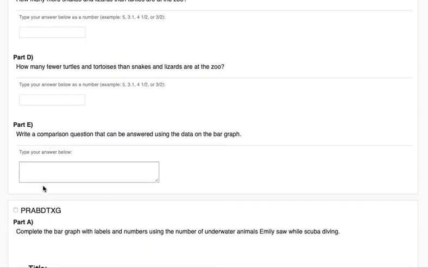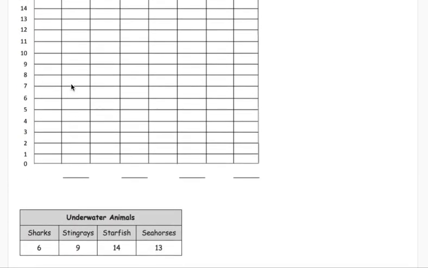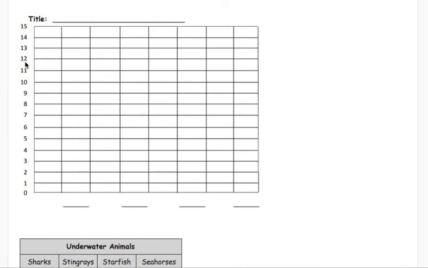Write a comparison question. So here you're going to write your own question that can be answered using the graph. Now here, another graph. This one's going up and down. They've already filled out the increments for you. You would just put the title across the top.